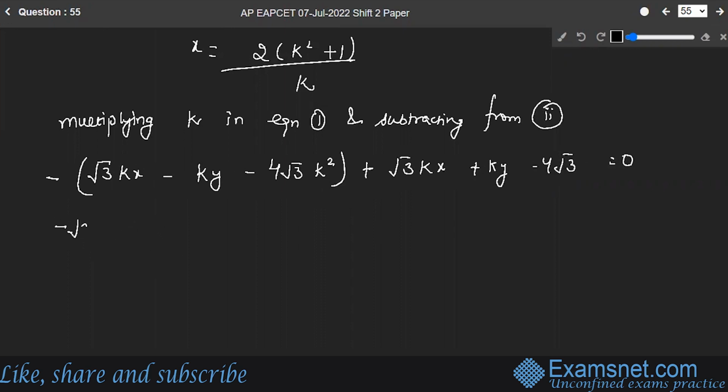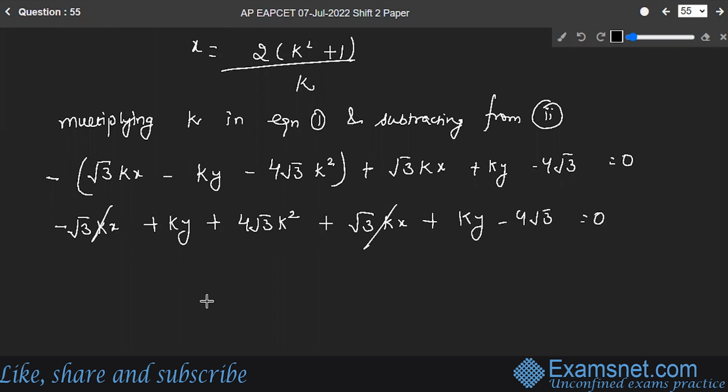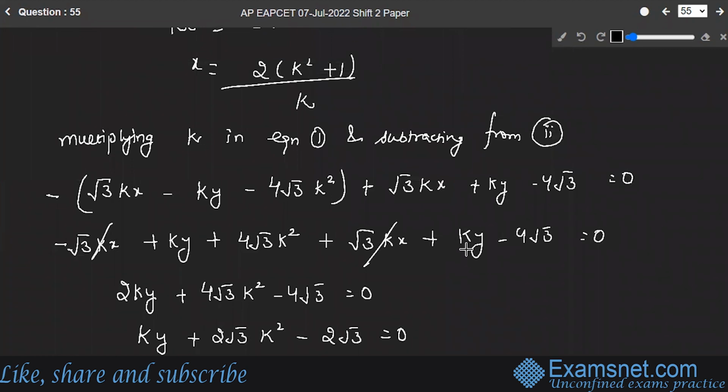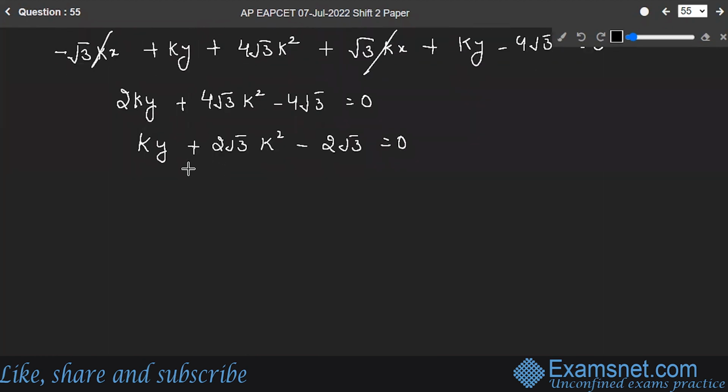So this will make it minus root 3 kx plus ky plus 4 root 3 k squared plus root 3 kx plus ky minus 4 root 3 is equal to 0. These two terms will get cancelled and you will have 2ky plus 4 root 3 k square minus 4 root 3 is equal to 0. So, dividing both sides by 2, we will have ky plus 2 root 3 k square minus 2 root 3 is equal to 0. From here, let's calculate y. ky is equal to 2 root 3 minus 2 root 3 k square.